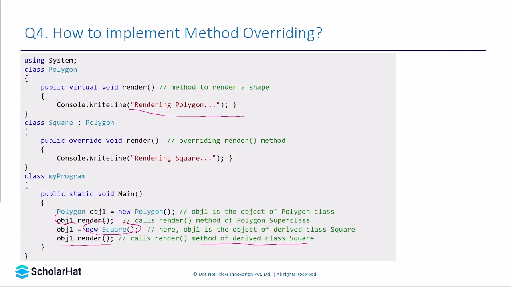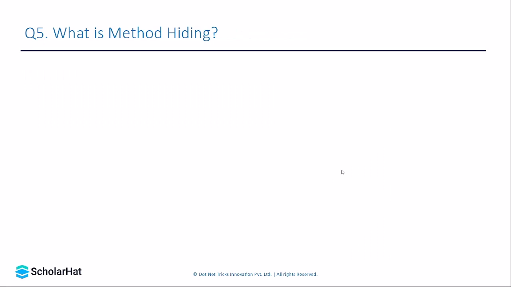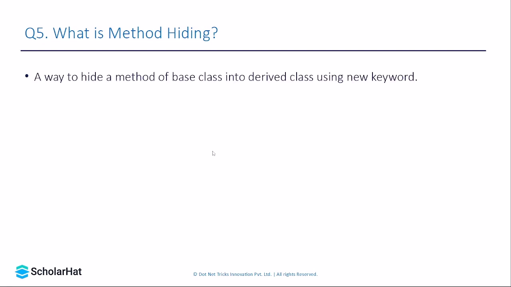Let's check the next method type, that is method hiding. Again, as I discussed, the output is rendering polygon in the first case and rendering square in the last case. Now let's check method hiding. What is method hiding? Method hiding is a way to hide the method of a base class in a derived class using the new keyword.